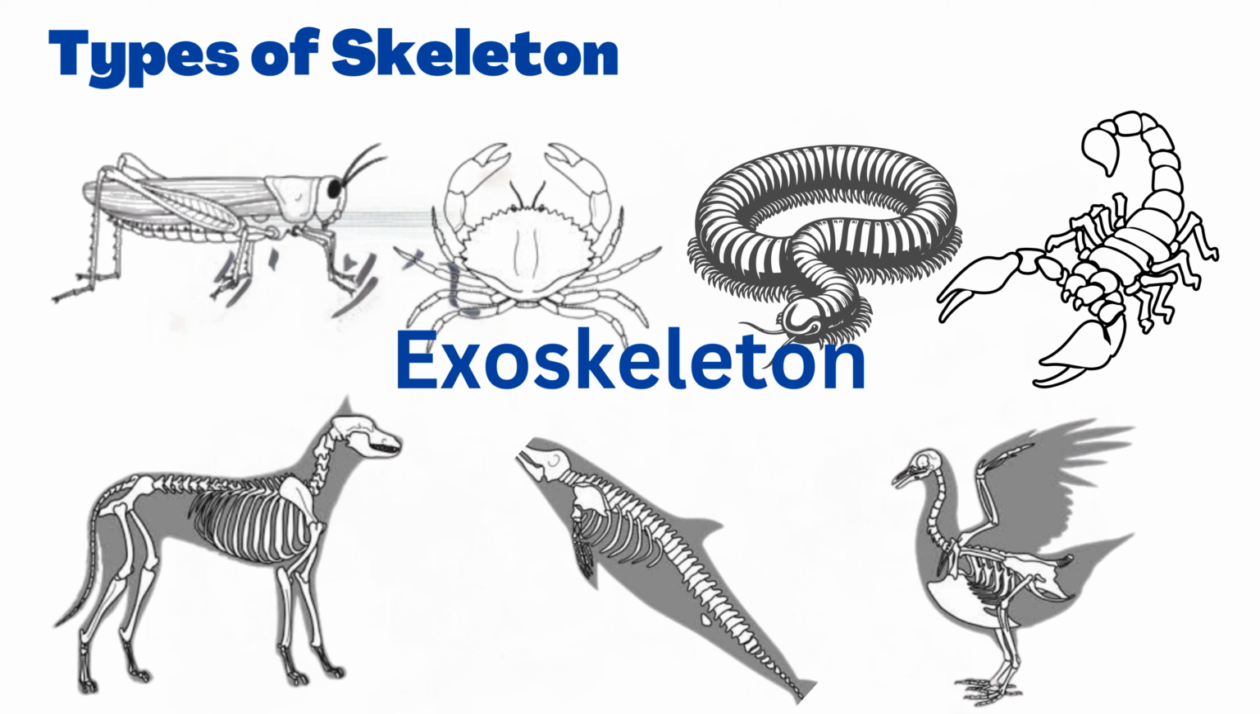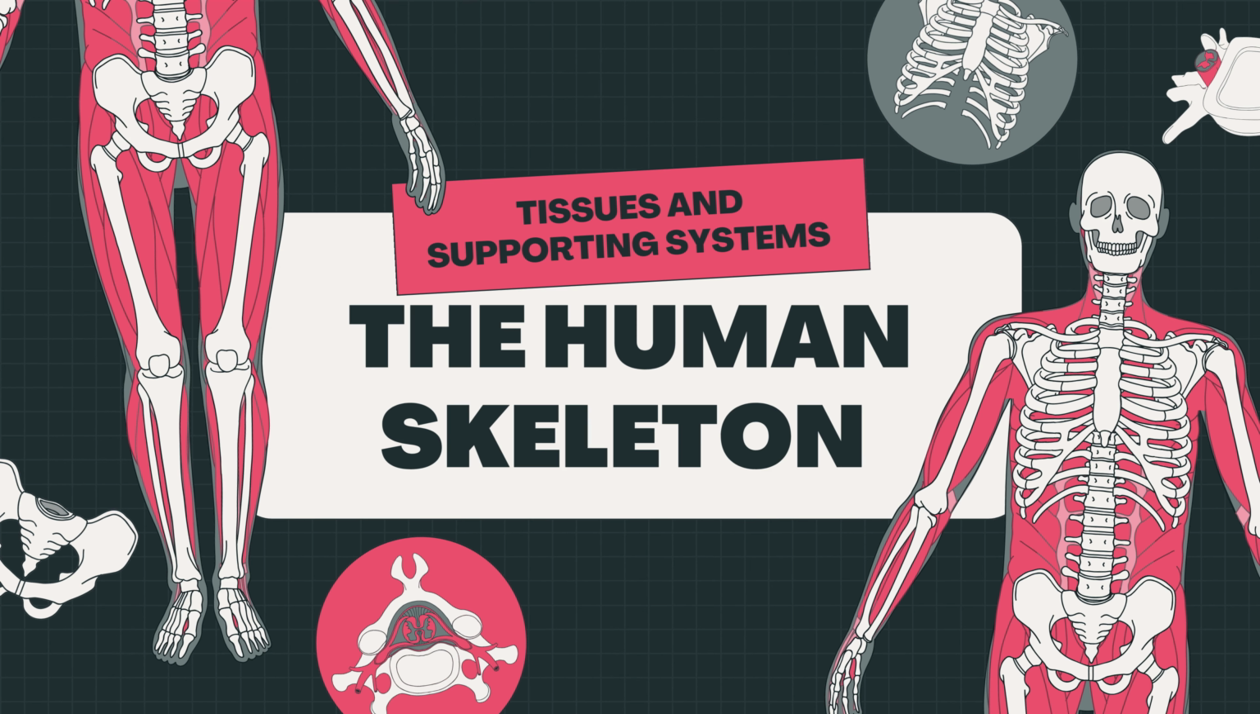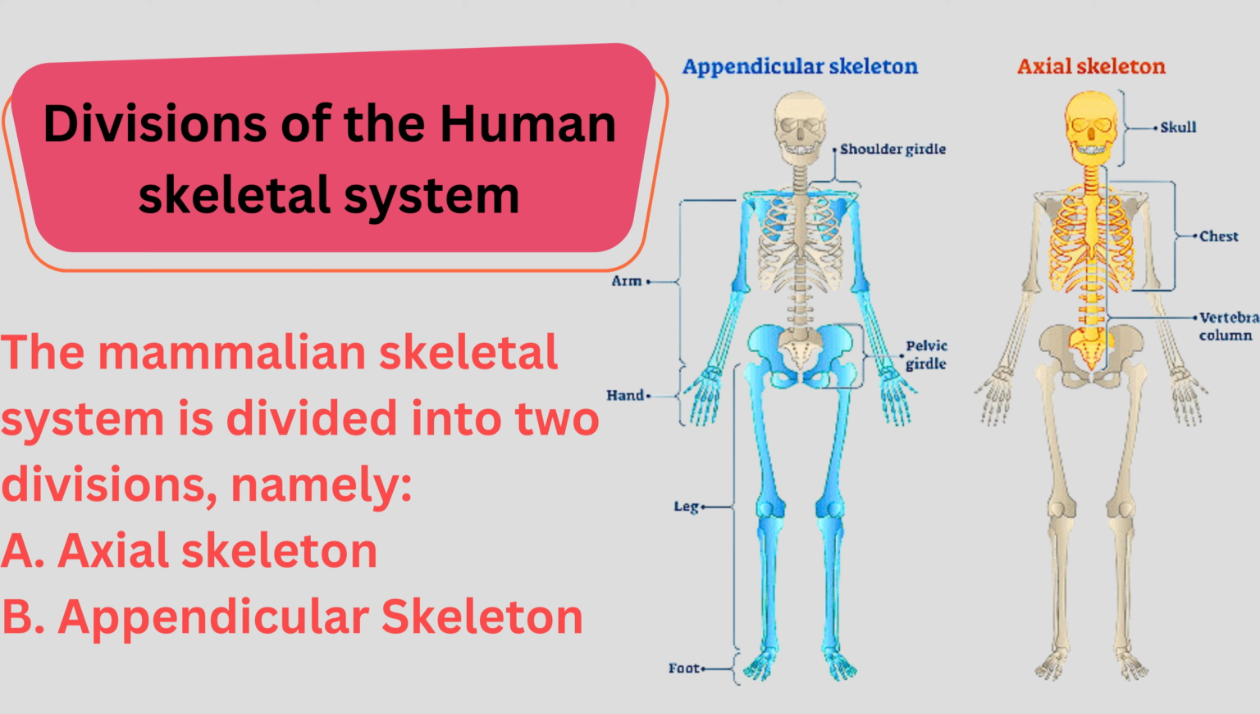Let's look at the human skeleton in detail. The skeletal system of humans and other mammals is grouped into two major parts. These are the axial skeleton and the appendicular skeleton. The axial skeleton is made up of the skull, the vertebral column or backbone, the ribs, the sternum, and the breastbone. The appendicular skeleton is made up of the limbs, that is, the bones of the hands and legs, and the girdles, that is the pectoral and the pelvic girdles.